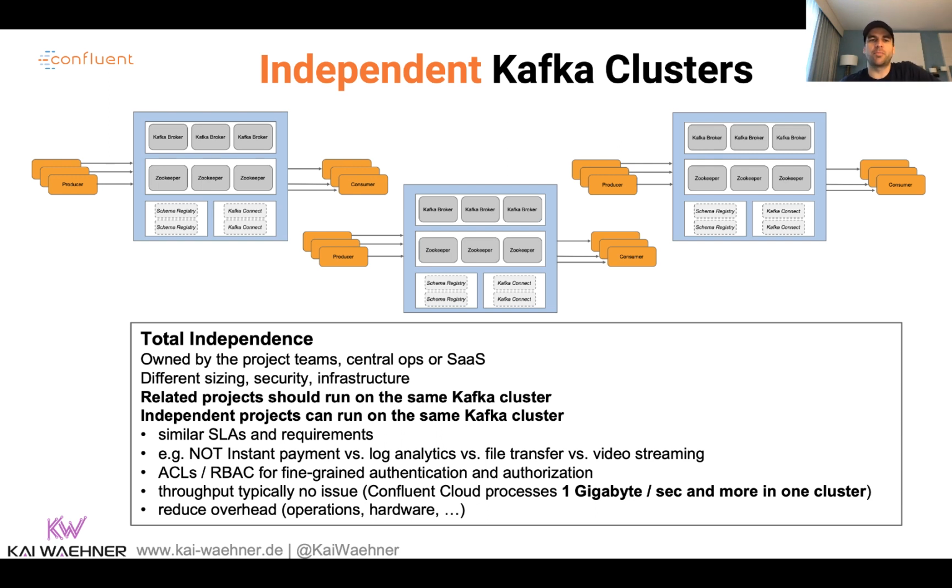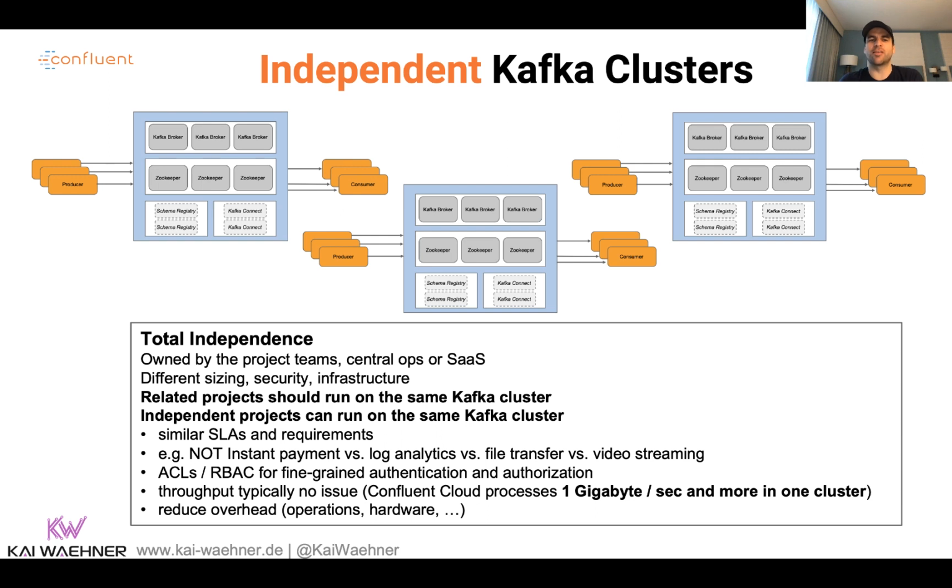And even for independent projects or completely separate business units, it totally makes sense. You just have to think about how you solve things like SLAs and other requirements so that you have similar configuration requirements for that. So an example is, don't do instant payment and batch log analytics with one Kafka cluster, where you have terabytes of throughput of logs, and on the other side want to do instant payments in milliseconds with completely different SLAs regarding uptime and data loss. For these things, it makes sense to have two different Kafka clusters.